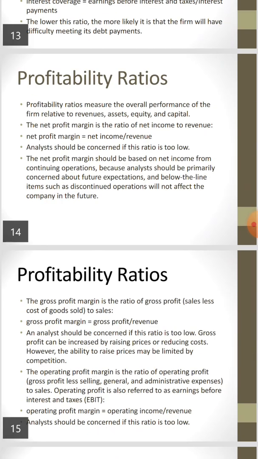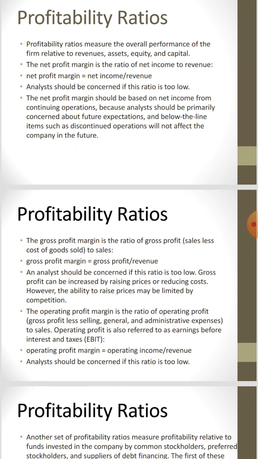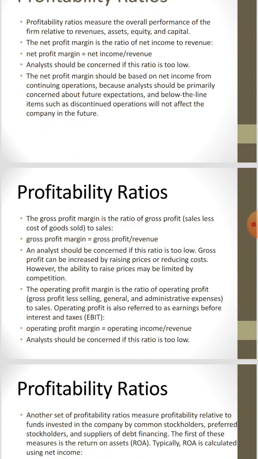Then we move on to profitability ratios. Then we say profitability ratios just measure the overall performance of the firm relative to its revenues, to its assets, to its equity, and to its capital. So we start with the net profit margin, which we get by saying net income divided by revenue. If this ratio is too low, then the analyst should be concerned.